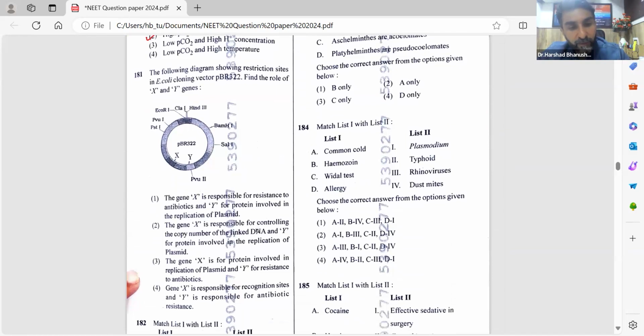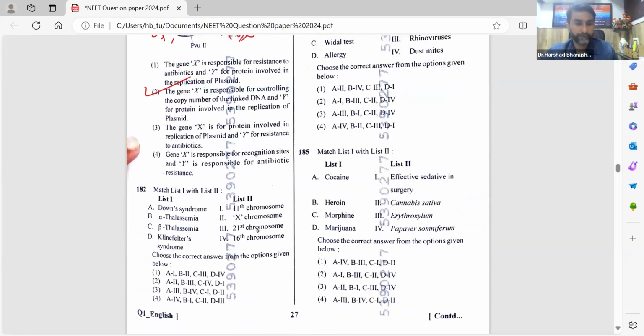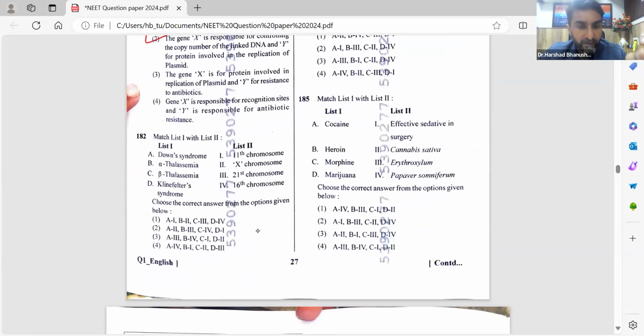In this case, if you see, X is the ori gene and Y is the rop gene. If X is ori, that means X is responsible for controlling the copy number and Y is responsible for producing proteins for replication. So in this case, our answer would be option number 2. Down syndrome is chromosome number 21. So A would be 3. And this directly gives you the answer of option number 3. Straightforward.